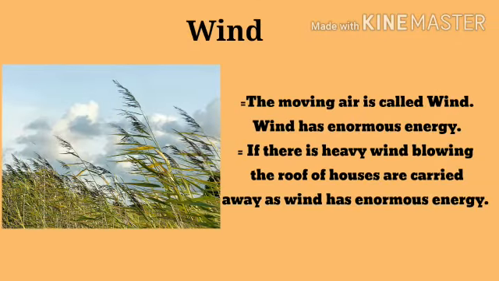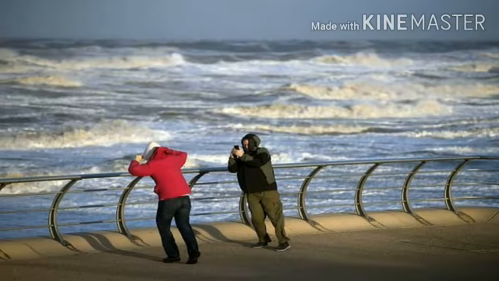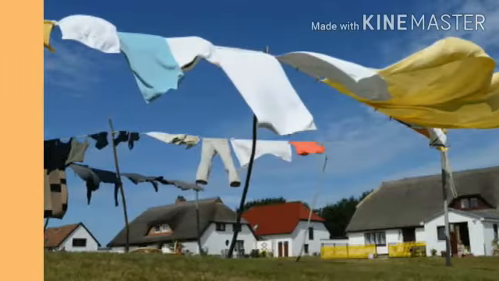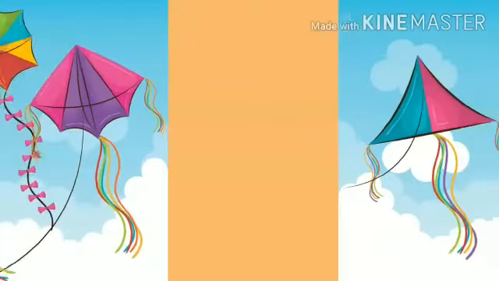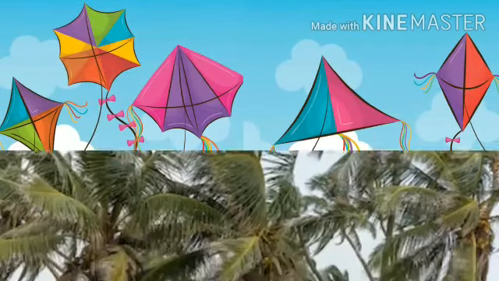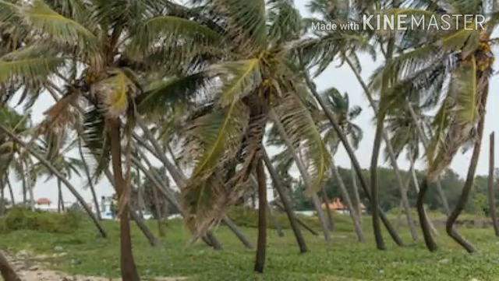Next, wind. The moving air is called wind. Wind has enormous energy. If there is heavy wind blowing, the roofs of houses are carried away as wind has enormous energy. While walking on the street, sometimes we feel wind pushes us because wind has energy. Clothes hung up to dry will flutter when the wind blows. Kites fly in the sky. Coconut trees swing in strong wind.